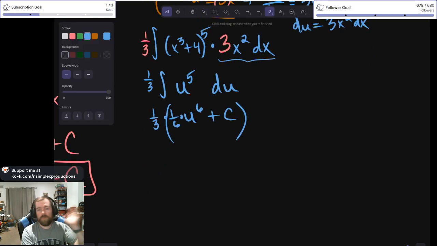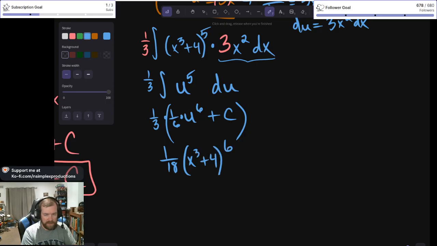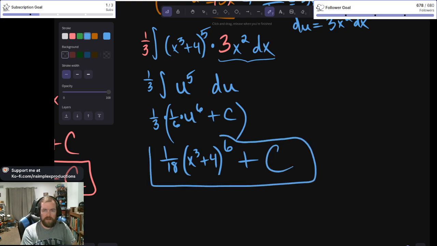Okay, and then we just have to reverse this. So this is 1/18. u was x cubed plus 4, to the 6th, plus 1/3 of c is still c. So it's just a constant. We don't care what exactly we call it. Yeah, sure, this is not the same c as it was on the previous line, but it's close enough and nobody cares. It did not matter in this case, without loss of generality.